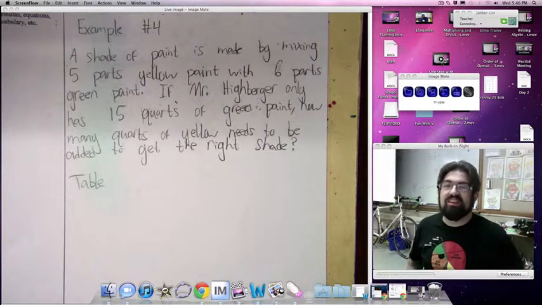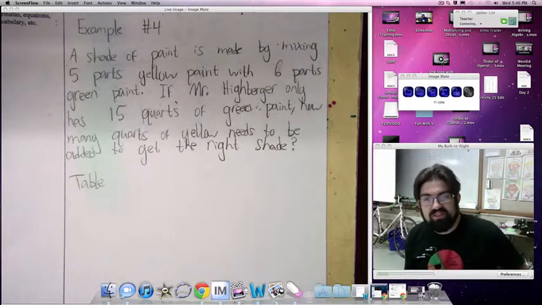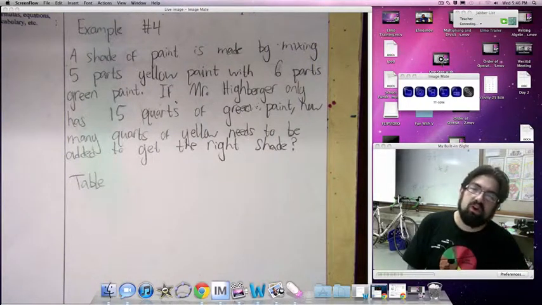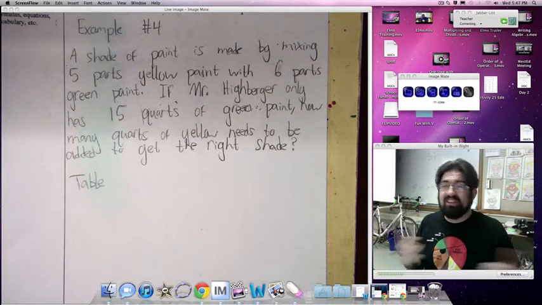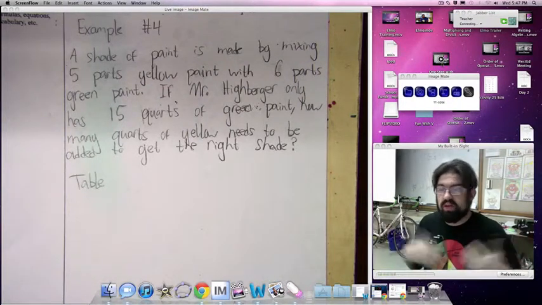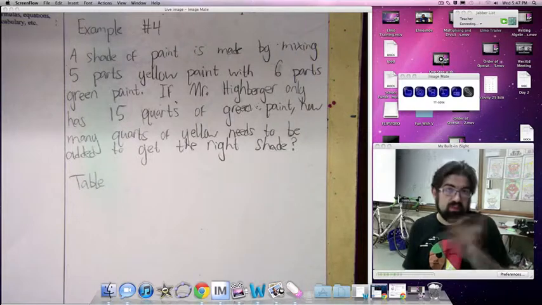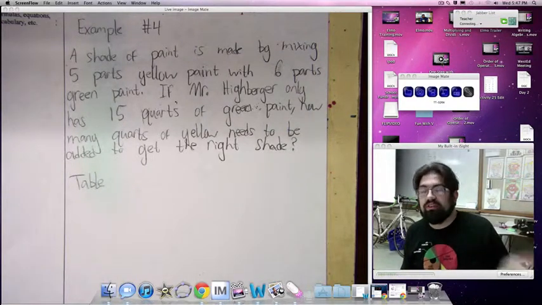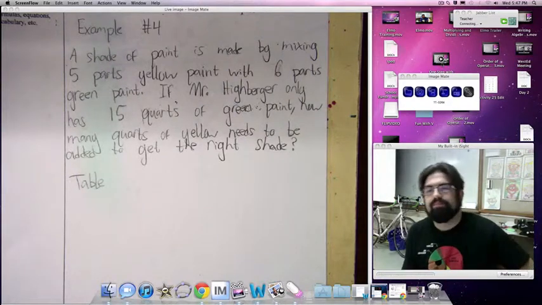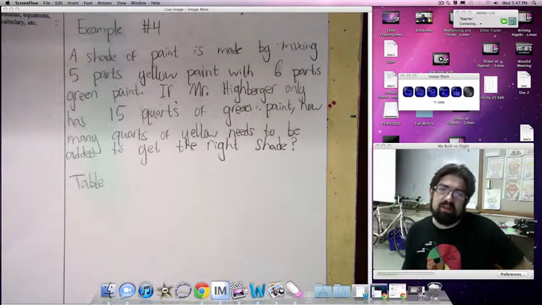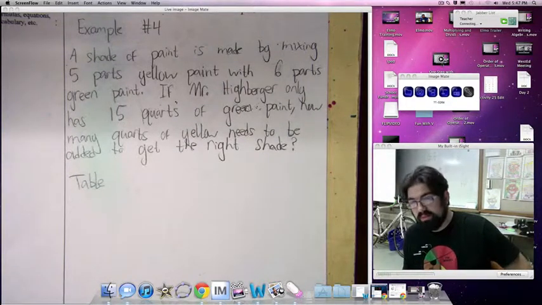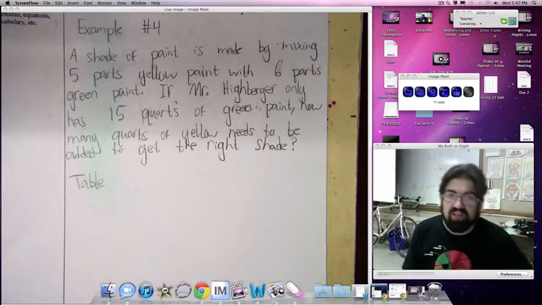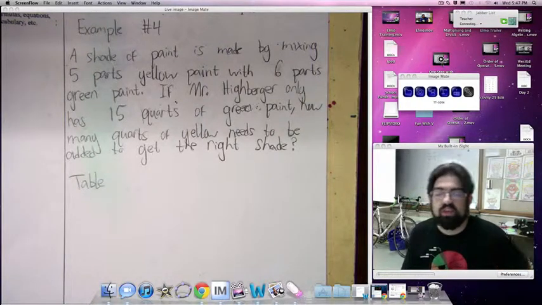A shade of paint is made by mixing 5 parts yellow paint with 6 parts green paint. And the parts could be gallons, quarts, cups, whatever. It just means that when you mix that ratio together, it gives you a certain type of green. If Mr. Heiberger only has 15 quarts of green paint, how many quarts of yellow needs to be added to get the right shade?